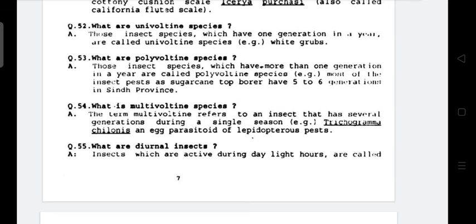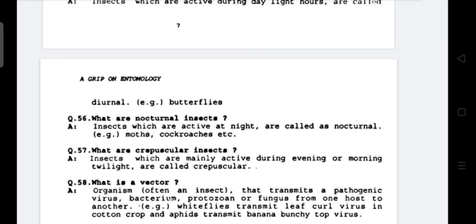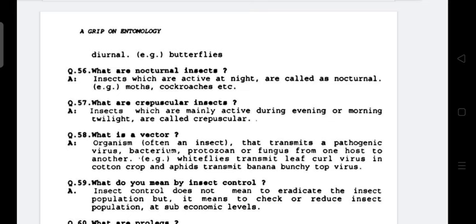What are diurnal insects? As we discussed earlier, insects which are active during daylight hours are called diurnal, like butterflies. So what are nocturnal insects? Insects which are active at night are called nocturnal, like house cricket, cockroaches, moths. What are crepuscular? Insects which are mainly active during evening or morning twilight are called crepuscular.